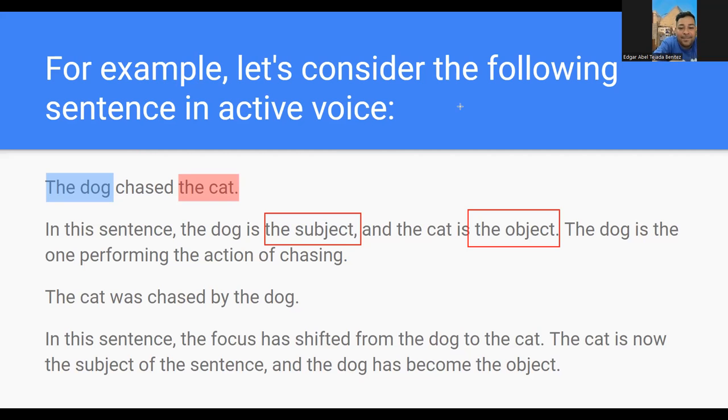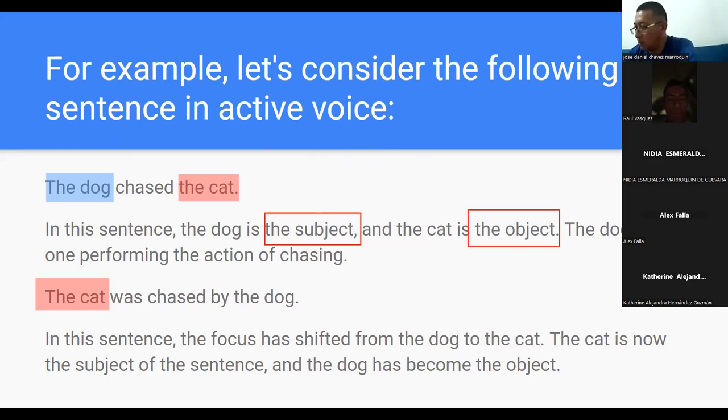So the cat, right? The cat was the object. And what happened to the cat now? It became: the cat was chased by the dog. Yes. All right. Very good, guys.